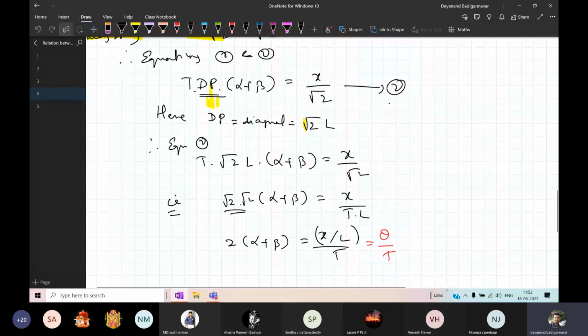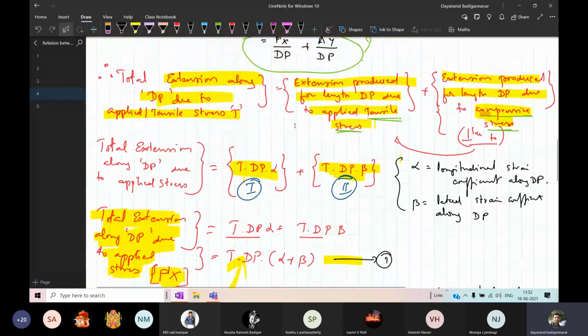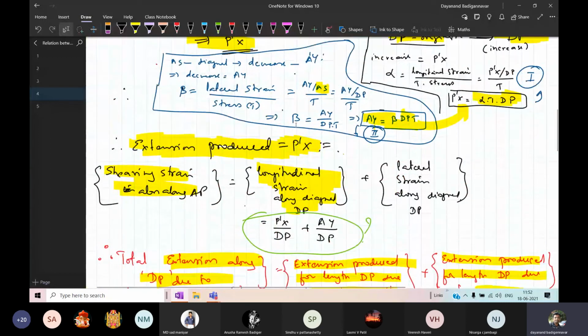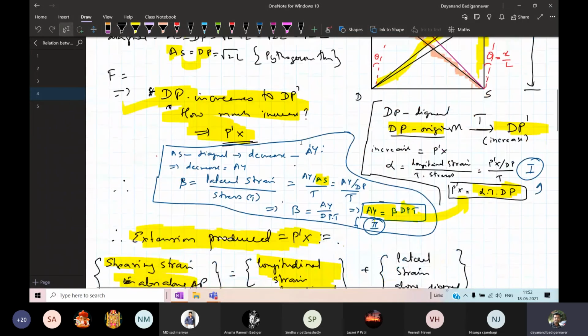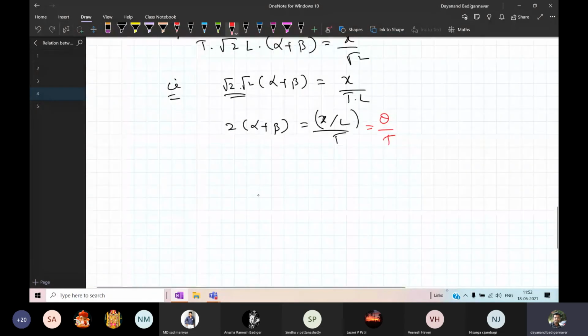Now I have written here. Okay, it's also there, it's the shearing angle. Somewhere I think in the previous graph I had this. So this is T by T.